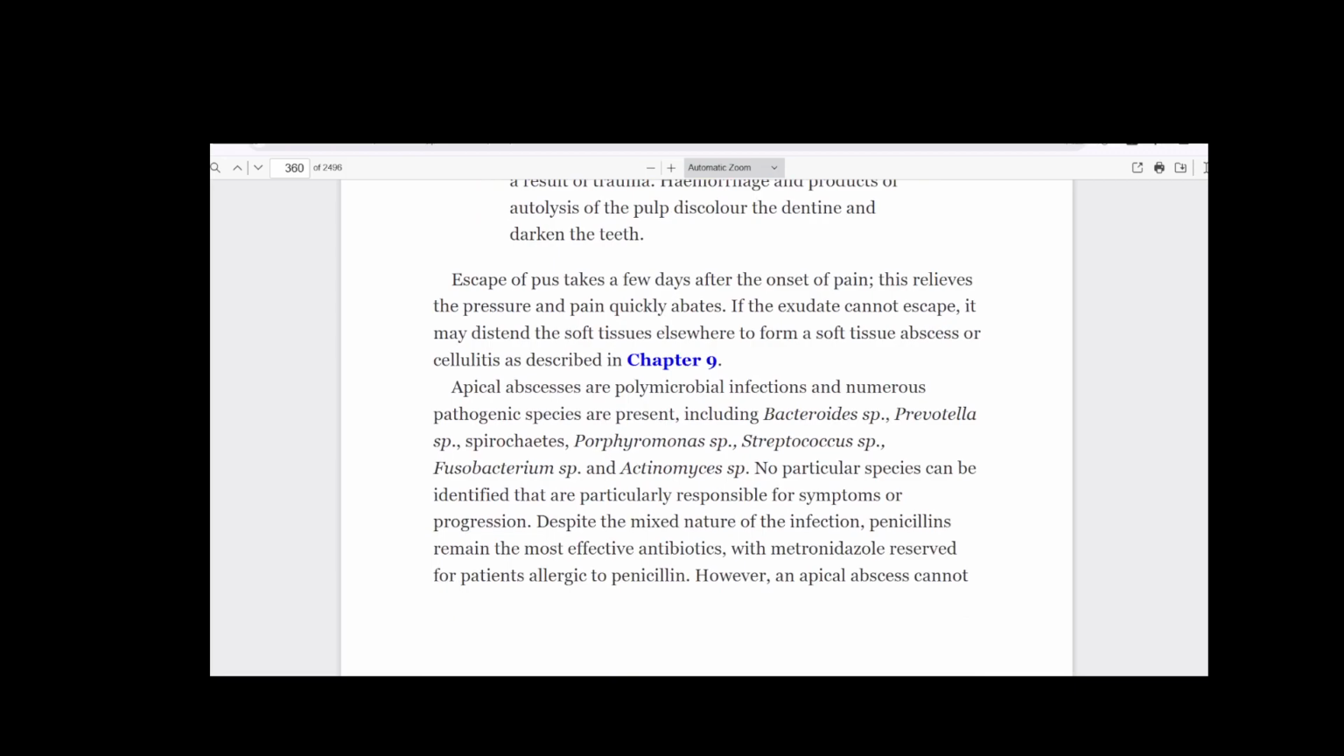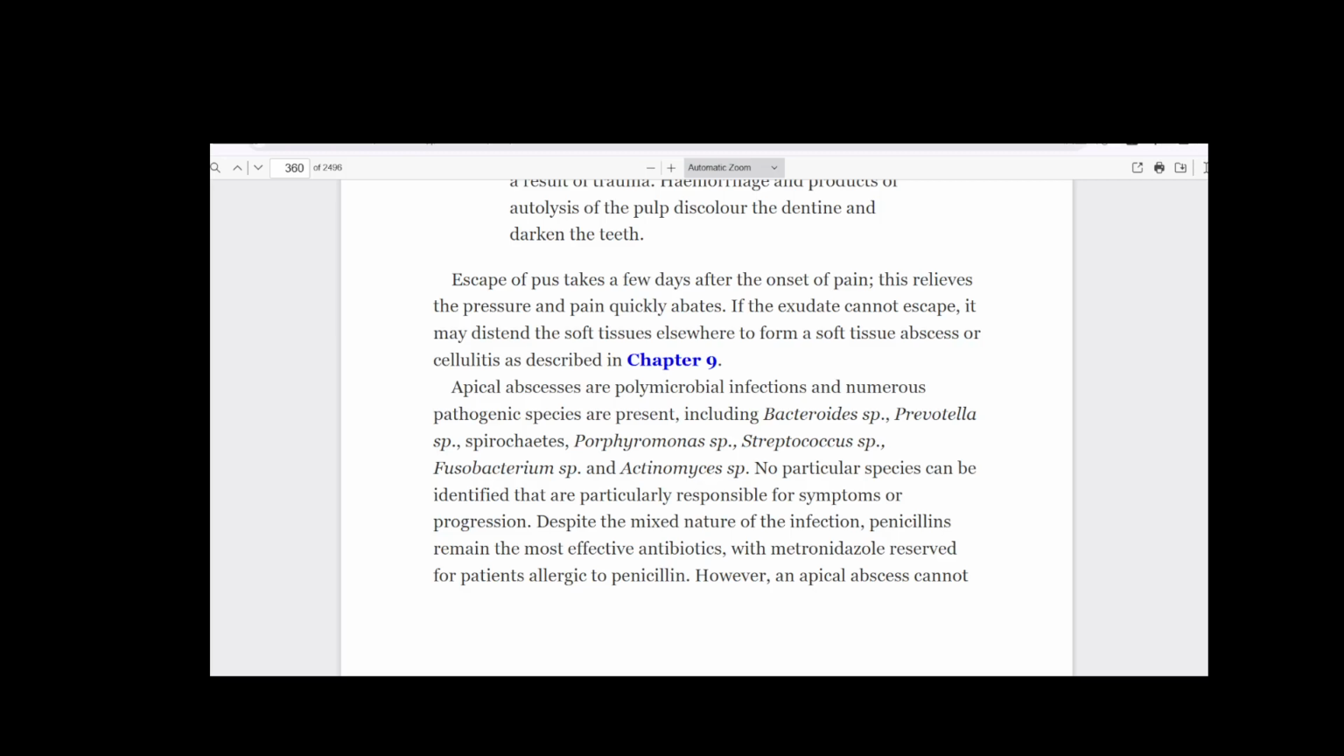If the exudate cannot escape, it may distend the soft tissues elsewhere to form a soft tissue abscess or cellulitis as described in Chapter 9. Apical abscesses are polymicrobial infections and numerous pathogenic species are present, including Bacteroides sp, Prevotella sp, Spirochetes, Porphyromonas sp, Streptococcus sp, Fusobacterium sp, and Actinomyces sp. No particular species can be identified that are particularly responsible for symptoms or progression.